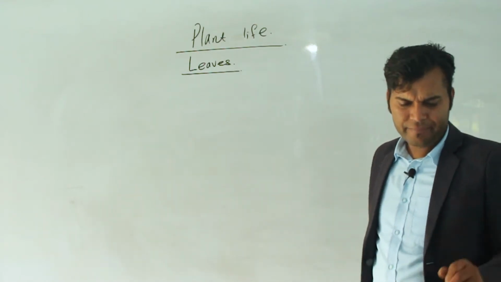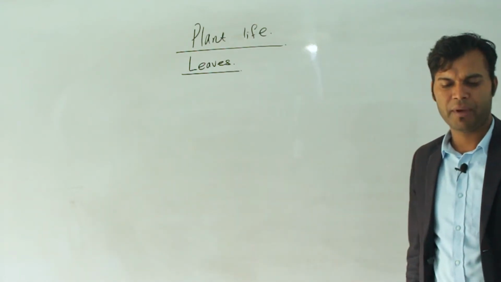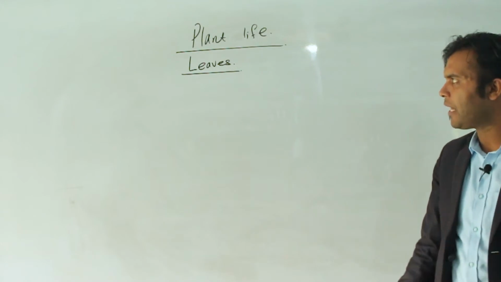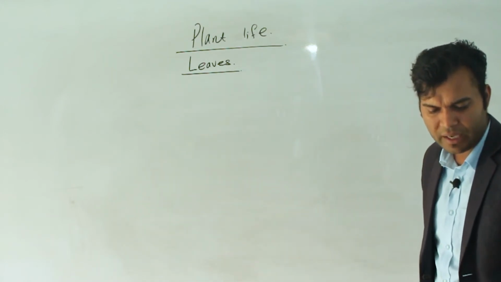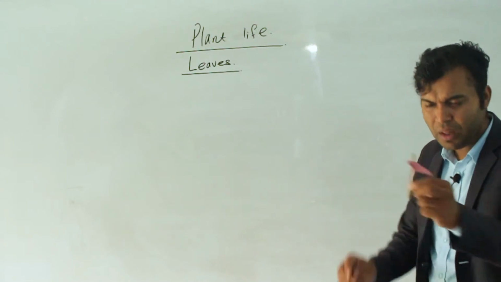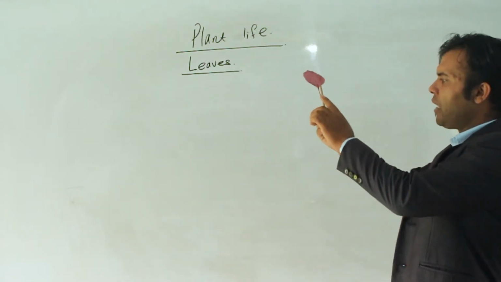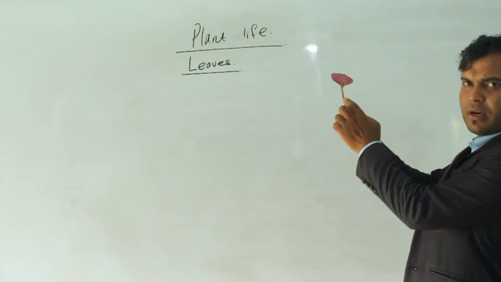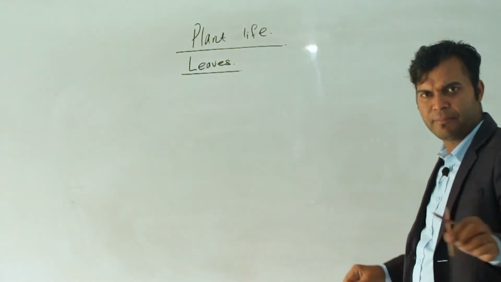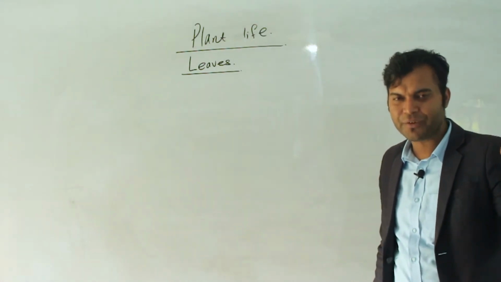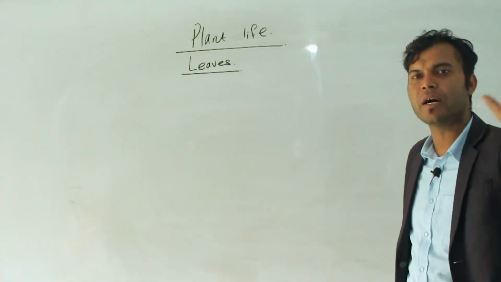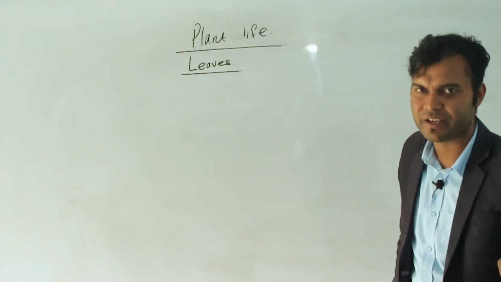Leaf blade, vein, midrib, petiole and leaf base. This one is called the petiole, and this connecting or joining part is called the leaf base, isn't it? Okay, I hope you are clear about the different parts of a leaf.